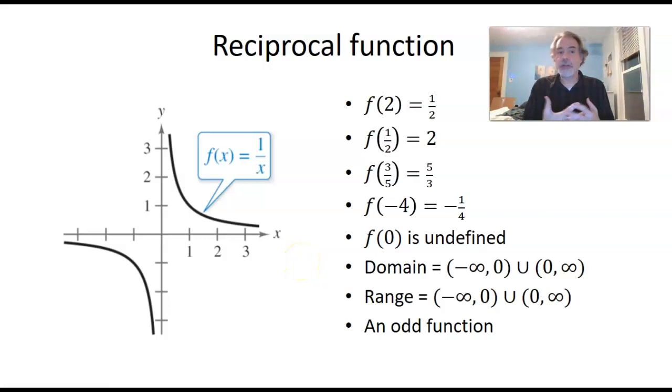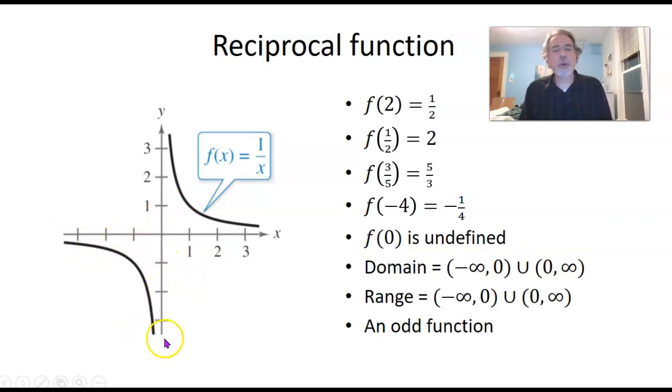And the range turns out to be all real numbers except 0. So what you get out of this function is the value of 1 over x. Could be any negative number, it could be any positive number, but it can never equal 0. And this is an odd function. Notice the graph is symmetric with respect to the origin, and it's in 2 separate parts.